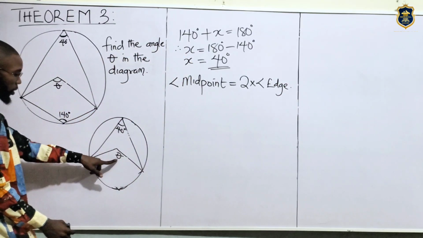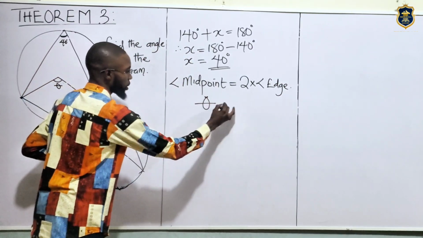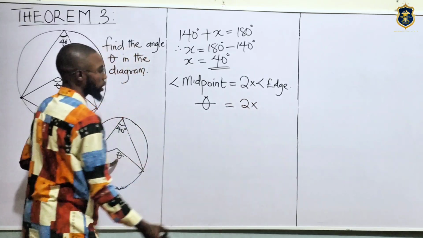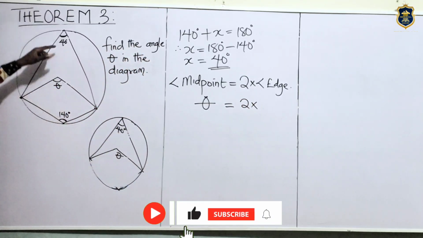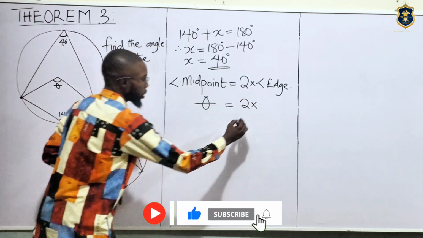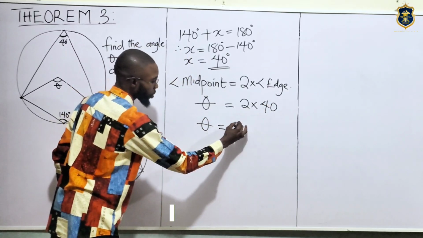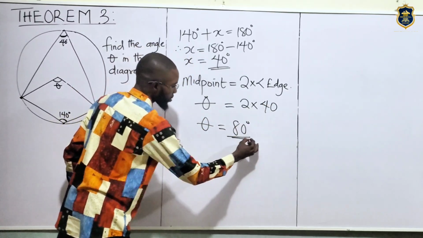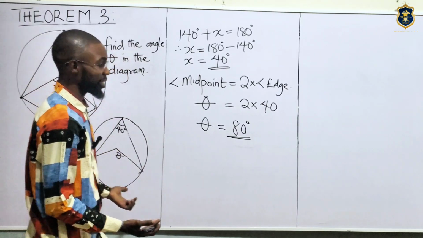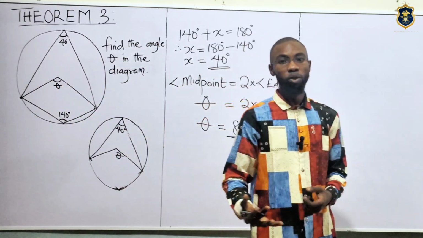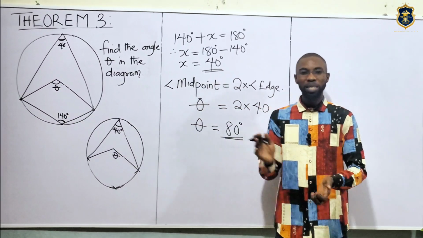So what's the angle at the midpoint? It is theta. Angle at the midpoint is theta, equal to 2 times what's the angle at the edge? It is 40. That's why we're doing this, to get this angle here. It's 40 degrees. In doing that, you discover that angle at the midpoint is 80 degrees. 40 times 2 is 80. You see how easy it is? It's not hard. Just by applying the laws, applying the rules, you see that I've gotten the answer to this question.